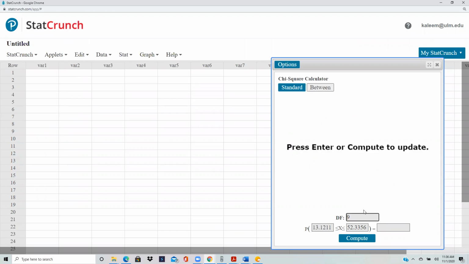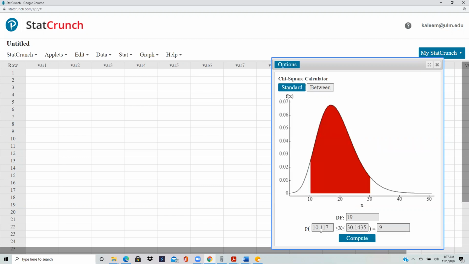This will be 19 and 90%, so 0.9 here. So 10.117 and 30.144.